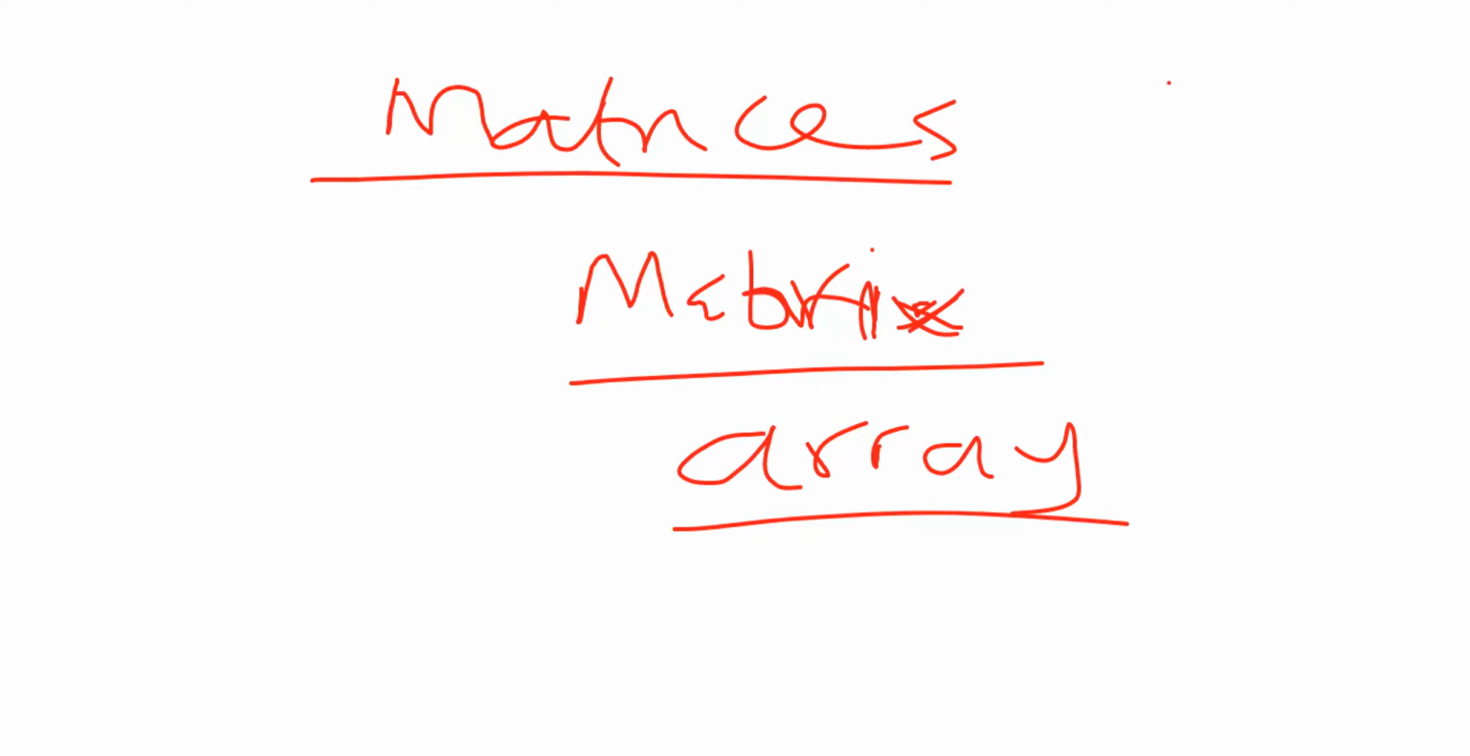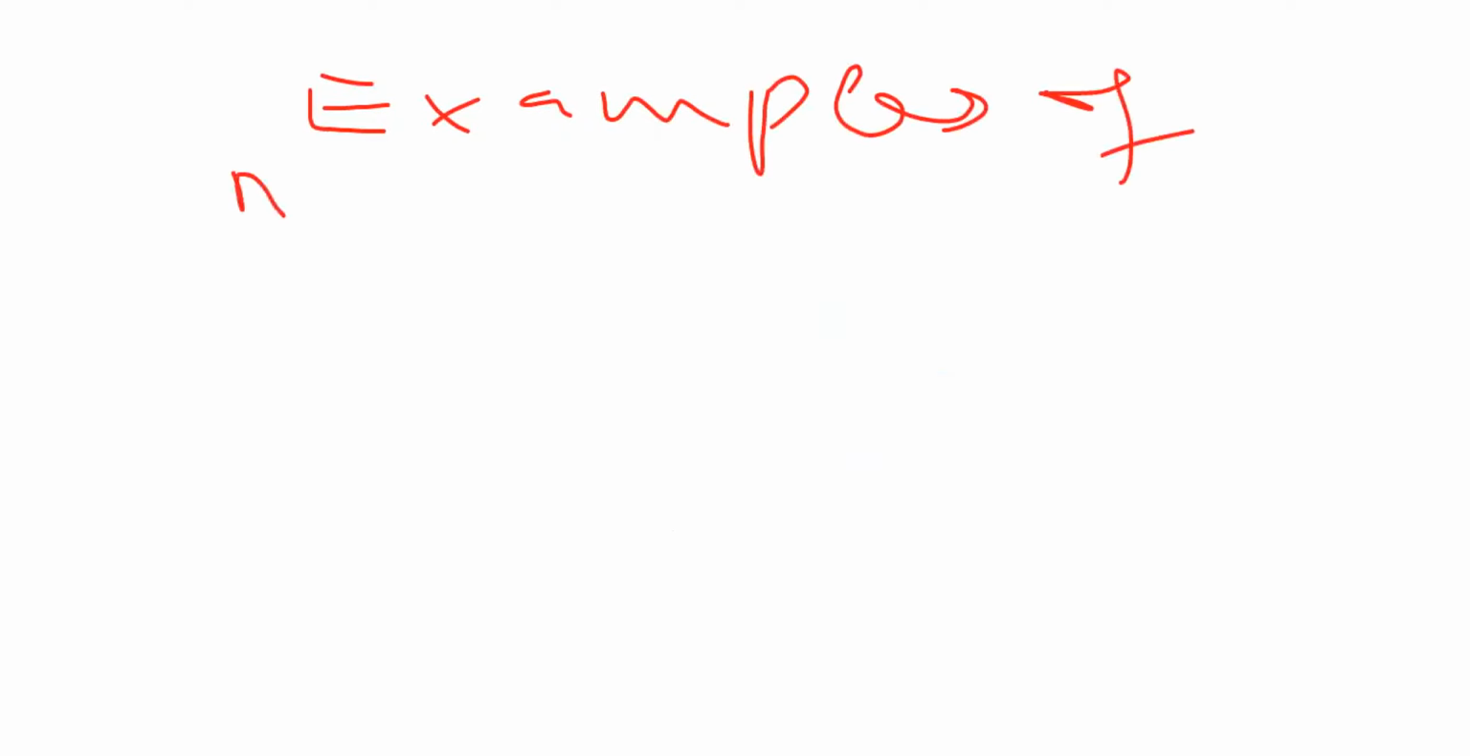And we have different types of matrices. We have a 2x2 matrix. We have a 3x3 matrix. So these are examples of matrices.